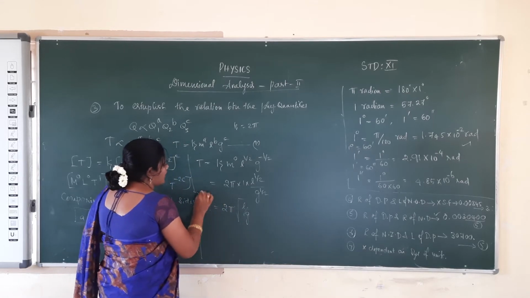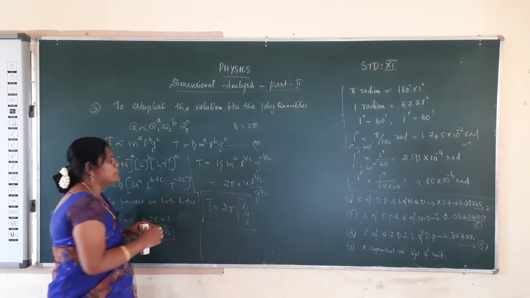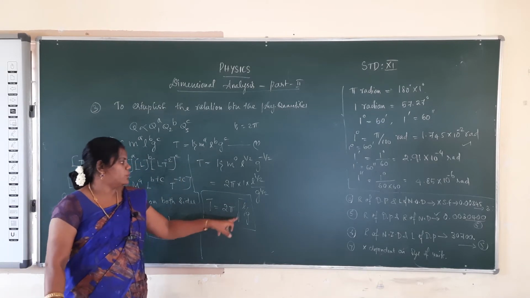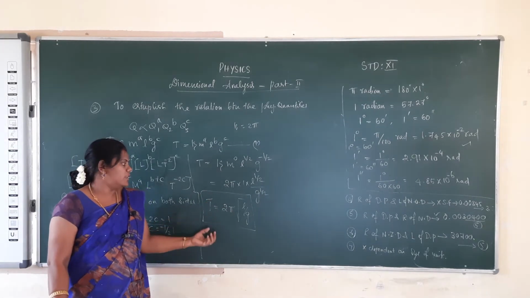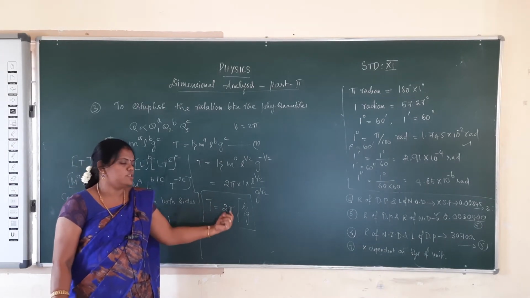This is the formula expression for time period in a simple pendulum. So T is equal to 2 pi root of L by g is the formula for time period in a simple pendulum.